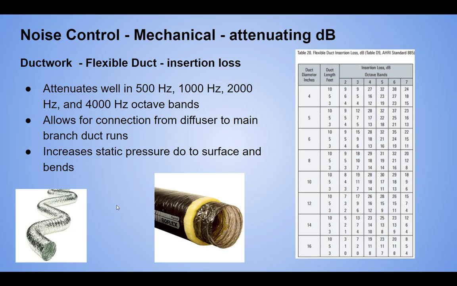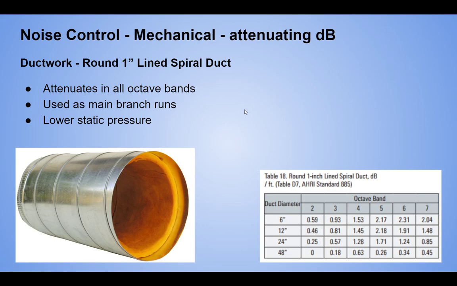These allow connections from diffuser to main runs, but they do increase static pressure because they're not straight, they're flexible, and they have bends. So we can't use this all the time. This is why we limit that to 10 feet. Then you have round duct.